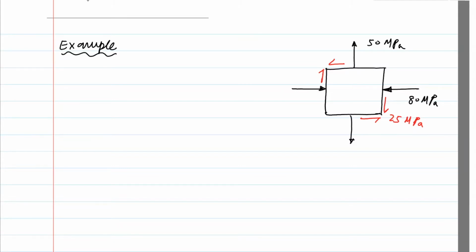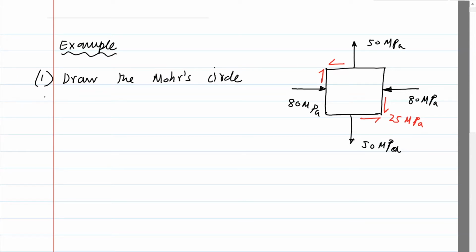Okay, maybe I'll just write down the other one. So 80, 50 MPa, 80 MPa. Okay, the questions are: one, draw the Mohr's circle. 2, find the principal stresses.